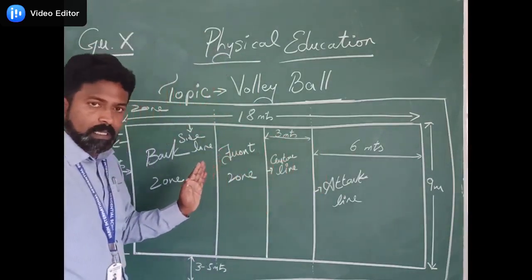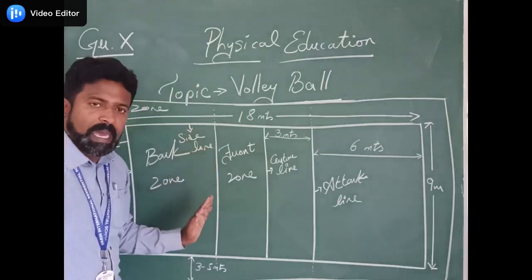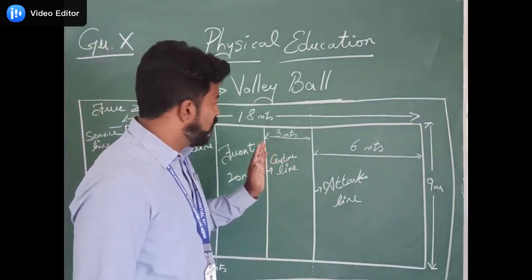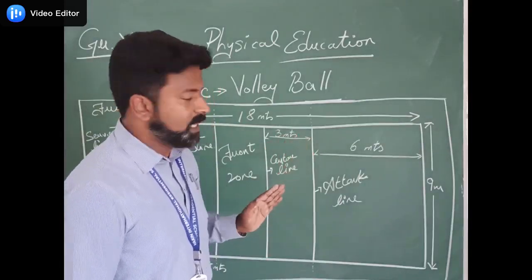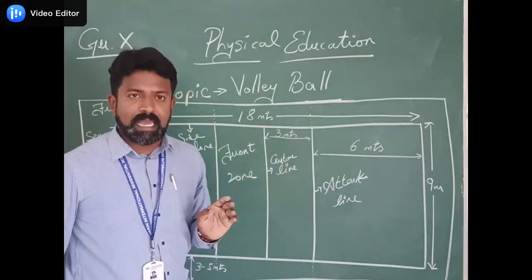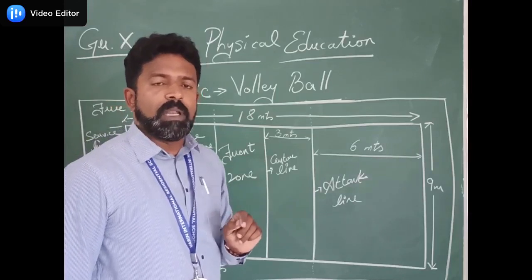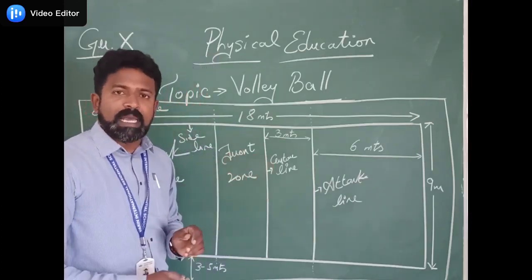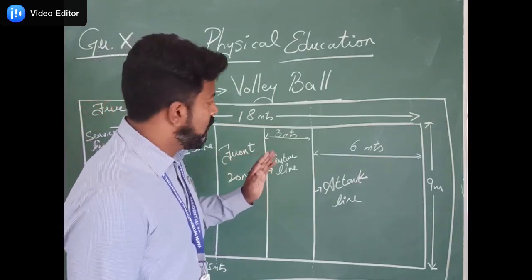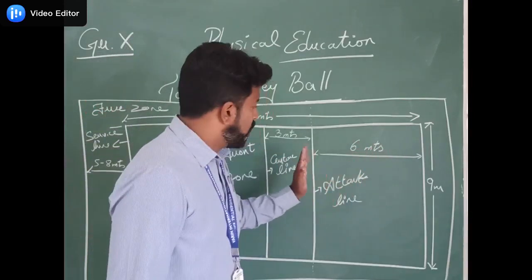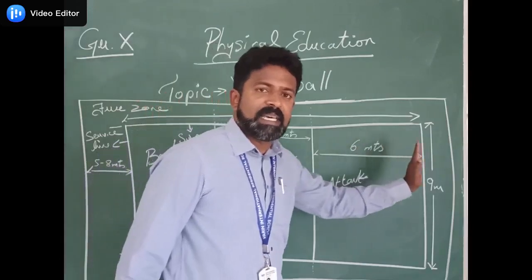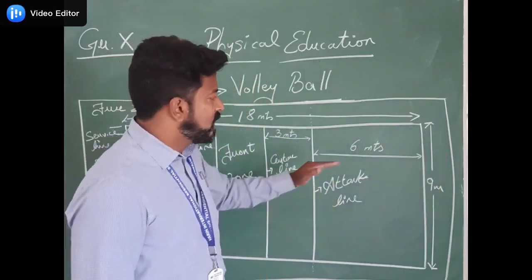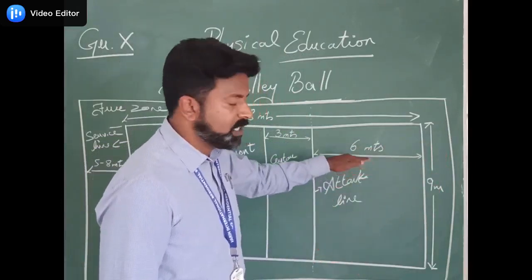Moving further, we have one more parallel line which is drawn 3 meters away from the center line. We call it the attack line, and also the imaginary line. That part is called the front zone. The remaining part, from the attack line to the service line, we call the back zone, which measures 6 meters as I mentioned on the board.